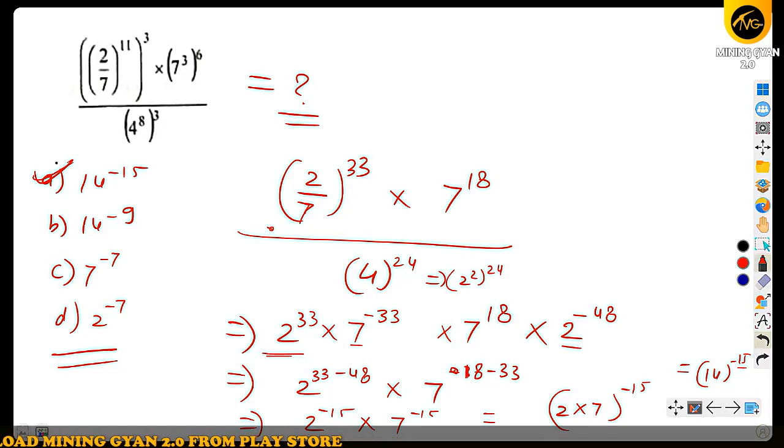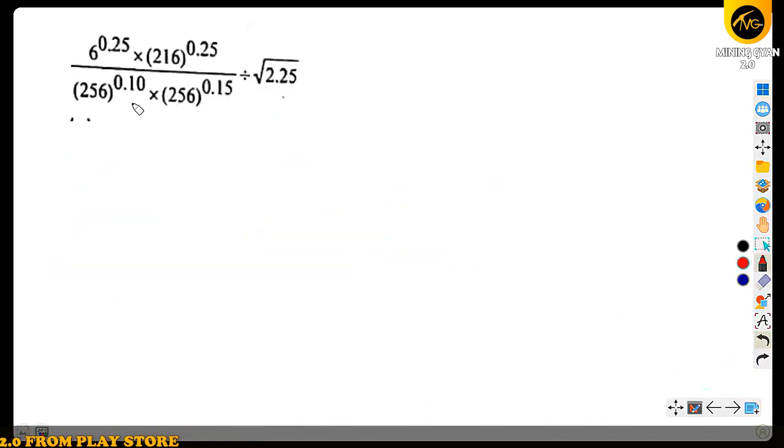Now one more question related to the indices. This is the last one for today's class. (6 power 0.25 into 216 power 0.25), whole divided by (256 power 0.10 multiplied by 256 power 0.15), and divided by root 2.25. Okay.